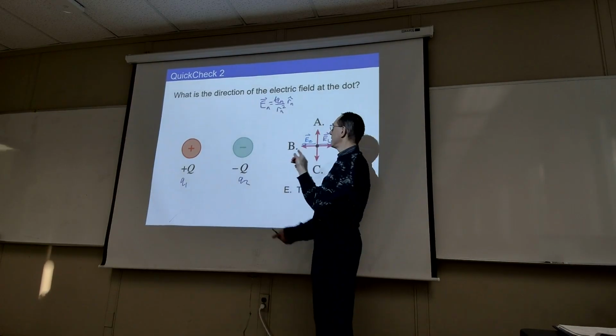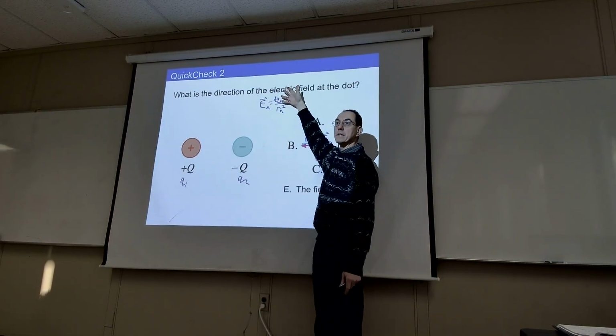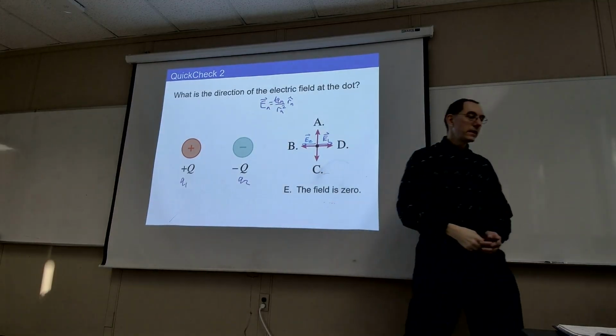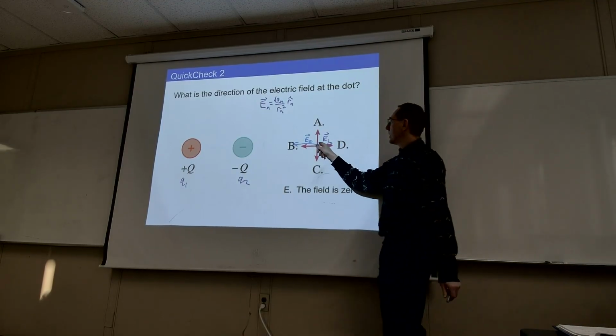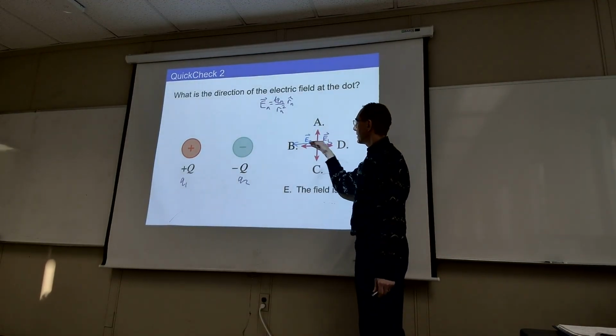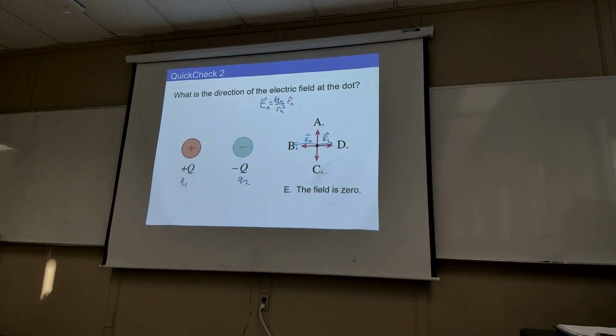So here, R, the distance, is smaller. When I have a smaller denominator, I have a bigger fraction. So I should have really drawn E2 to be bigger than E1. It's closer, so maybe draw it like this instead. In that case, if I add those two vectors up head to tail, I'm still going to have a vector off to the left. So here, we expect B to be the answer.